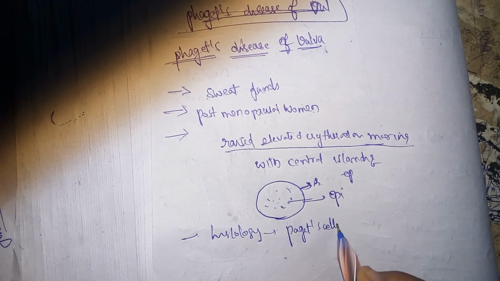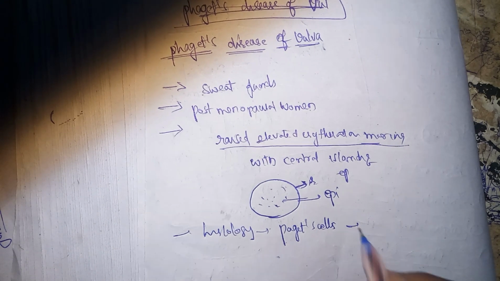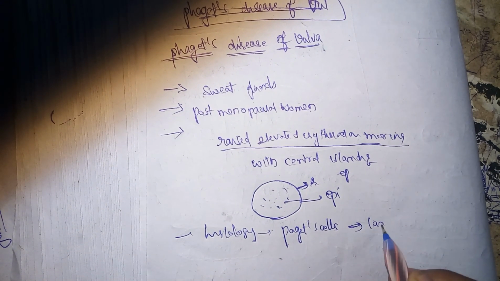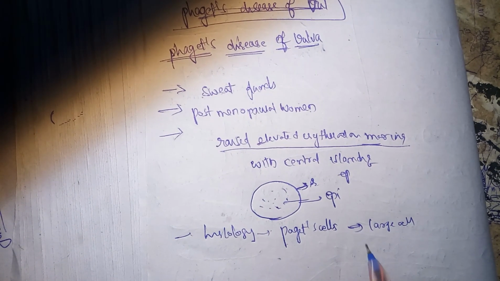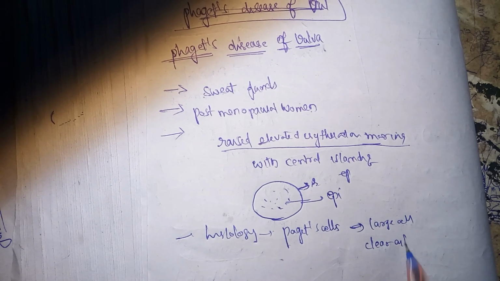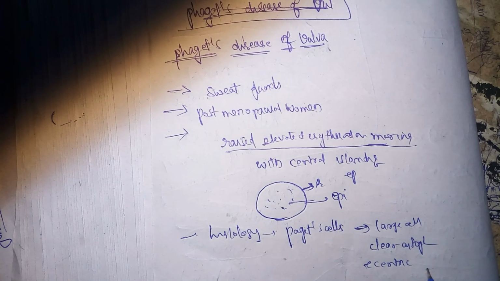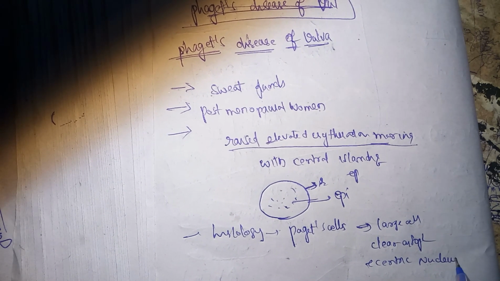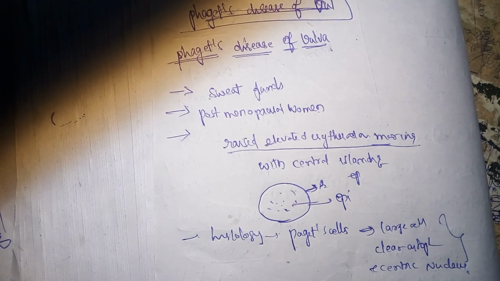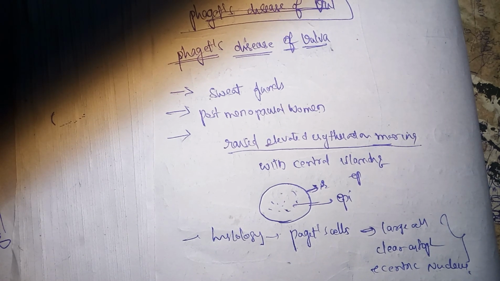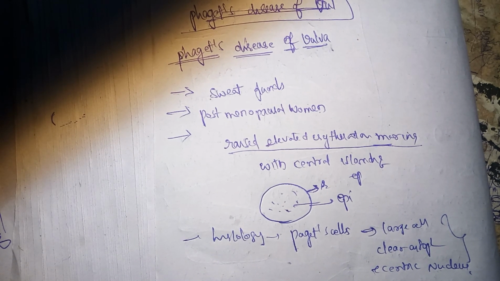When you see under histology, you see Paget cells. As all of us know, Paget cells are large cells with clear cytoplasm and an eccentric nucleus. These are the Paget cells. You will see these under the microscope.